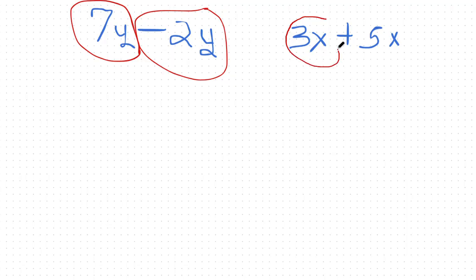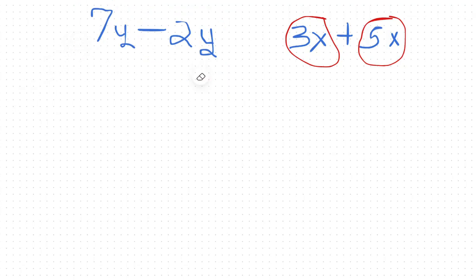We have 3x plus 5x. This is two separate terms. Okay, that is a key point. The minus signs, that's a common tripping point. So it's important to remember that this is one term. Minus 2y is a term.